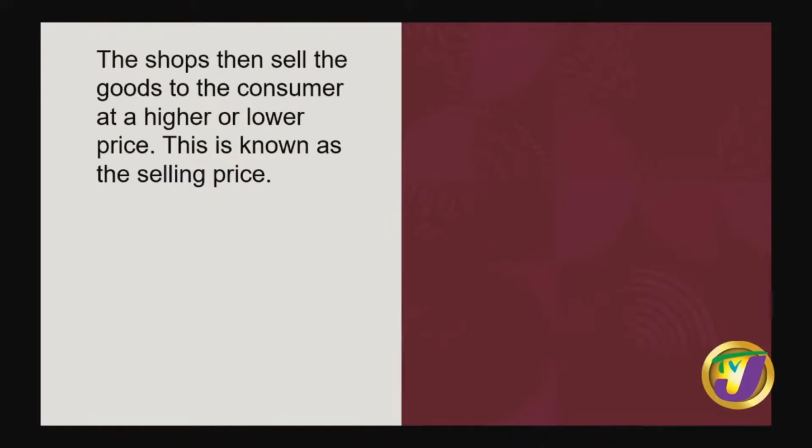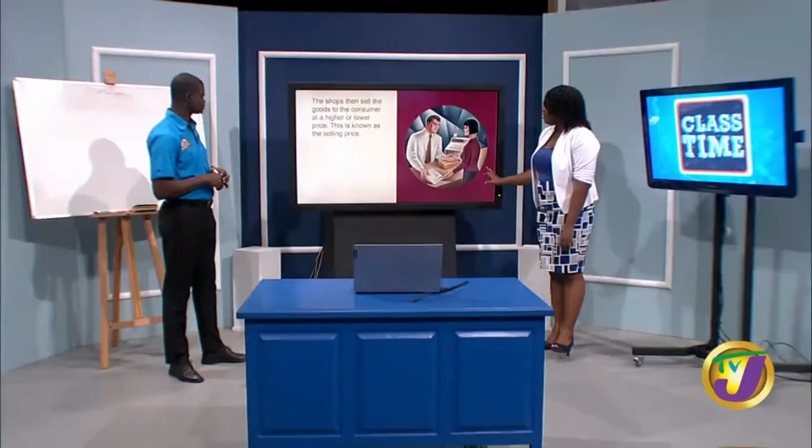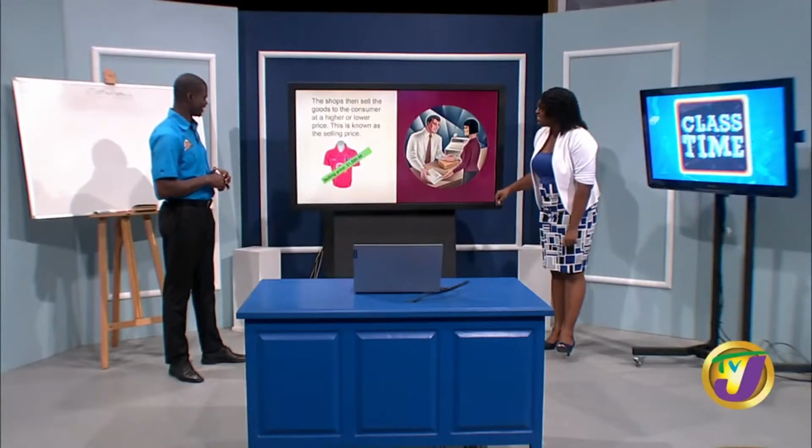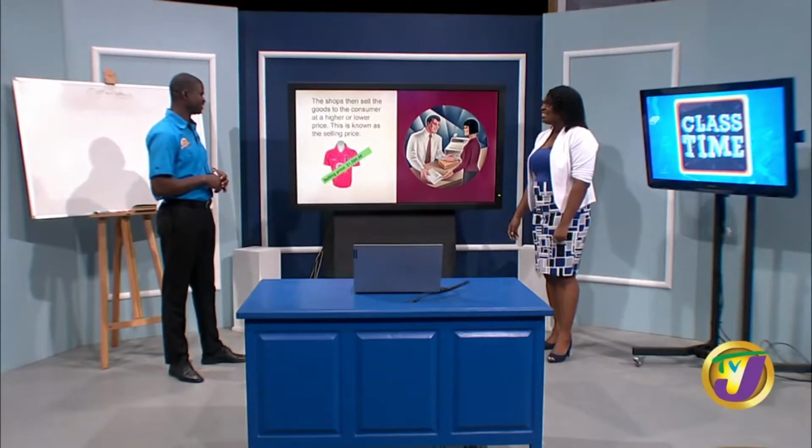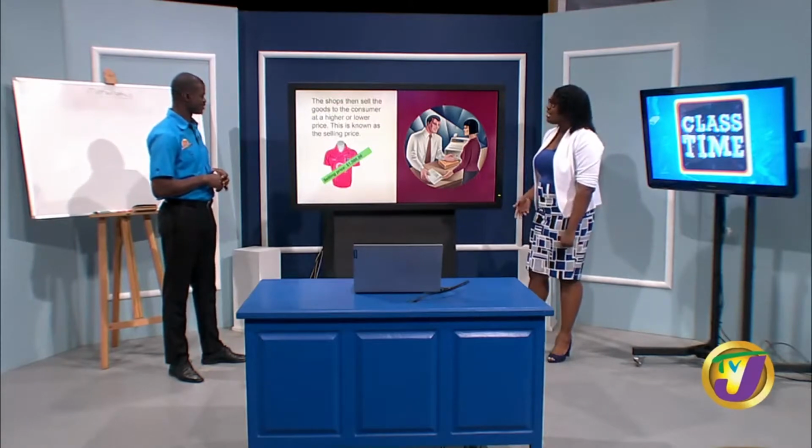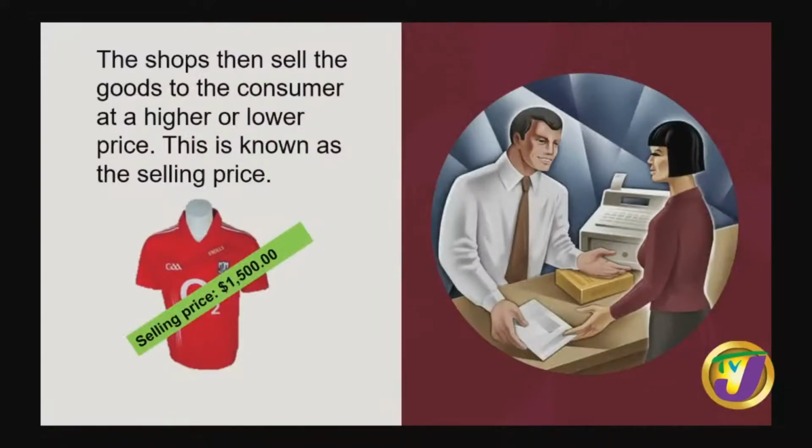So first we go to the manufacturer, we get some goods, then I'm now the merchant, and I sell back these goods at maybe a higher or a lower price, depending on what is happening in the market. That's what you're saying, right? Yeah, definitely. So my selling price in this case for my jersey is now $1,500. I bought it for $1,200 from the factory, and I sold it for $1,500.